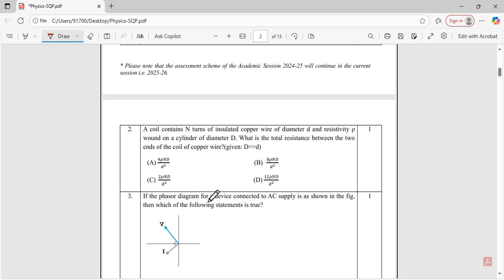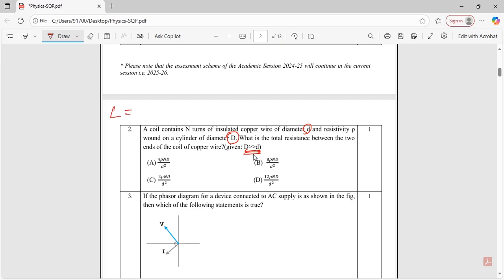Okay, now question number 2. A coil of n number of turns, made of insulated copper wire of diameter d and resistivity rho, is wound on a cylinder of diameter D. What is the total resistance between the two ends of the copper wire? Given that capital D is much greater than small d. The copper wire diameter is small d and the cylinder diameter is capital D. So here we need the total length, and finding the total length is very important.